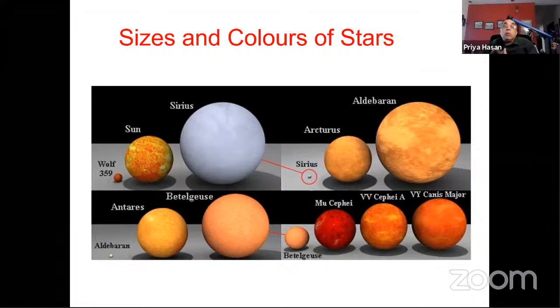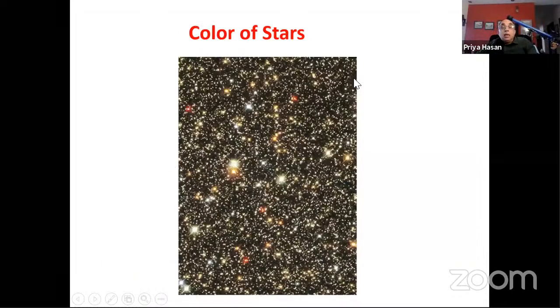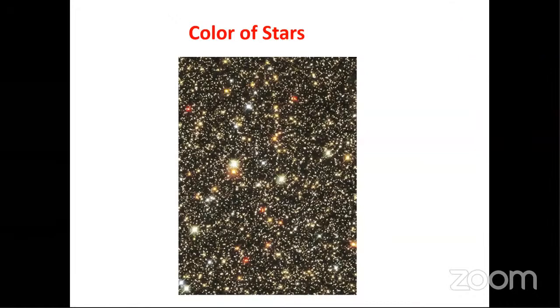So the stars come in a variety of sizes. Our Sun is a very ordinary star. There are stars which are much, much larger than it, and there are stars which are smaller than it too. The second thing which we mentioned was the color of stars. And the color, as I said, can be due to interstellar absorption, but also because of their intrinsic temperature.